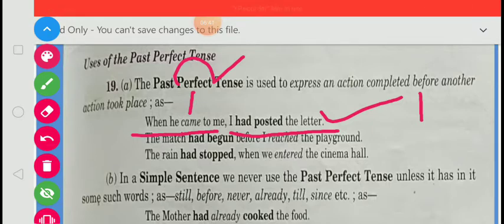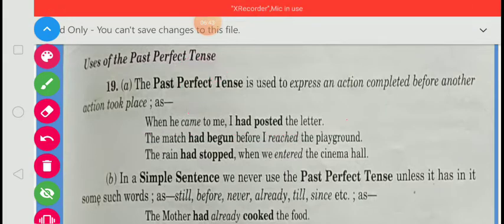Okay, look at the second example. The match had begun before I reached the playground. So here this action takes place first.